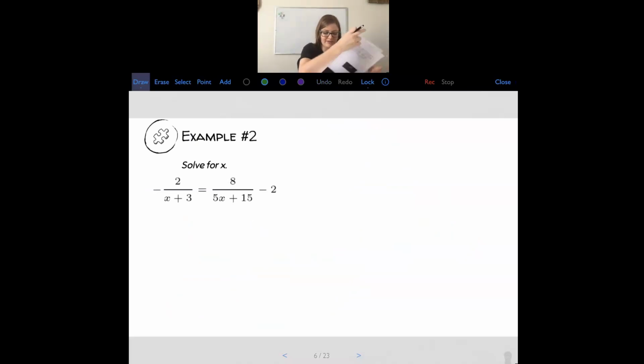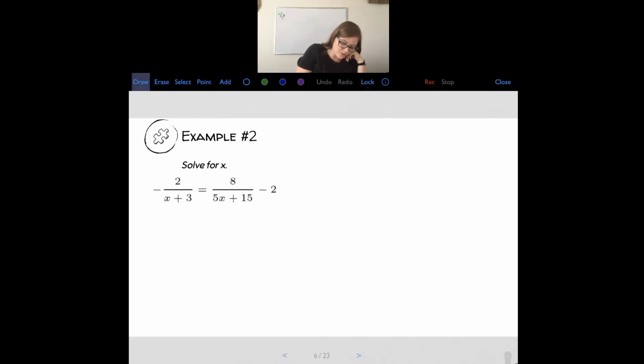Example 2, so we have negative 2 over x plus 3 equals 8 over 5x plus 15 minus 2. Again, this does not constitute a fraction equals a fraction, because we've got a fraction equal to a fraction minus something else. With this one, we've got some negative signs to deal with, and we need to factor our denominators in order to see what our least common denominator is.